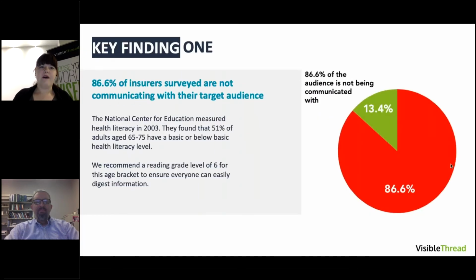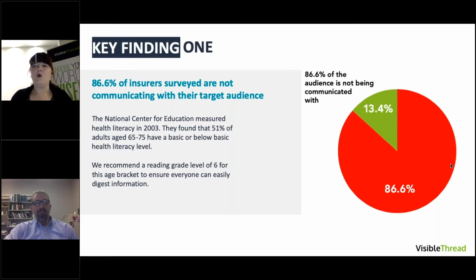So our first key finding was that actually the majority of insurers are not really clearly communicating with those who avail of Medicare, those 65s and over. And it was quite interesting because we were deep diving into a number of different organizations, including the National Center for Education, who looked at health literacy. And okay, this is an older stat, 2003, but it's still accurate, where they found that 51% of adults aged 65 to 75 have a basic or below basic health literacy level.